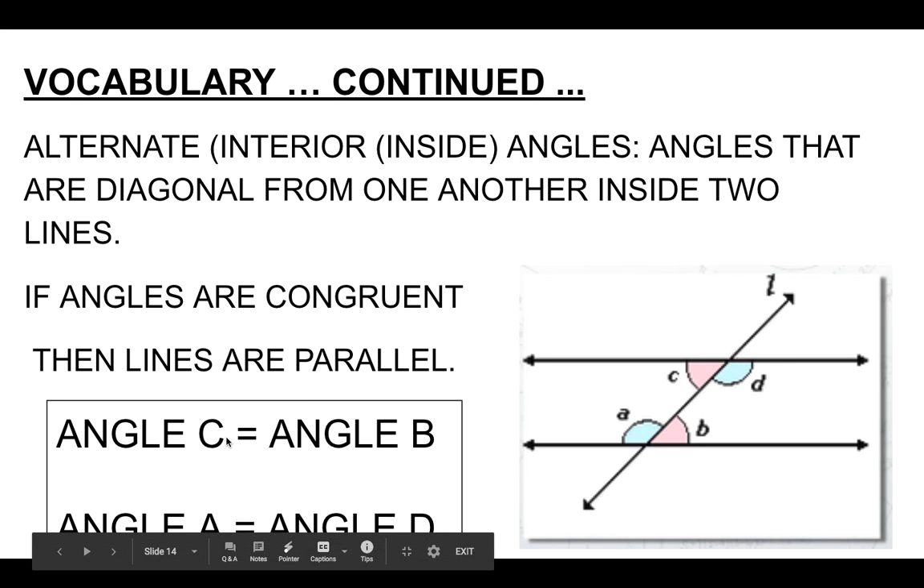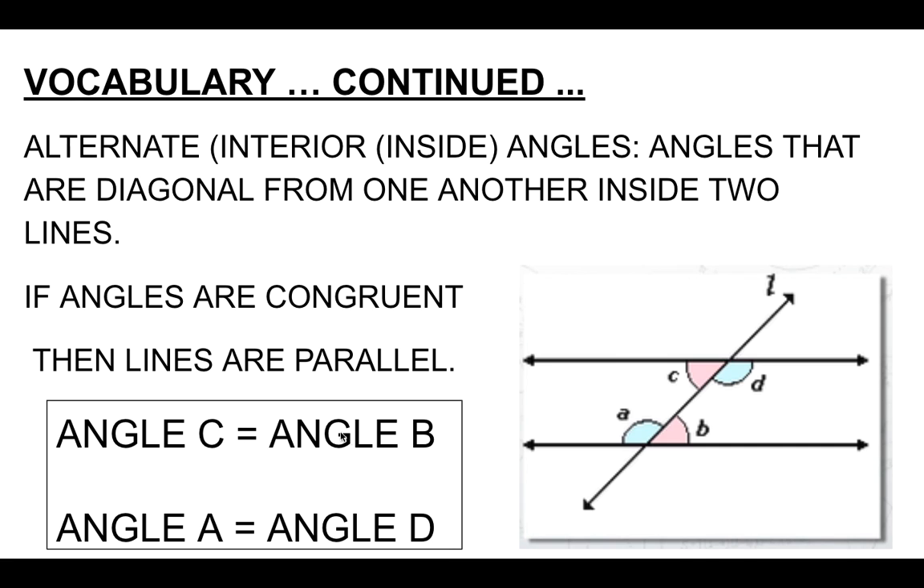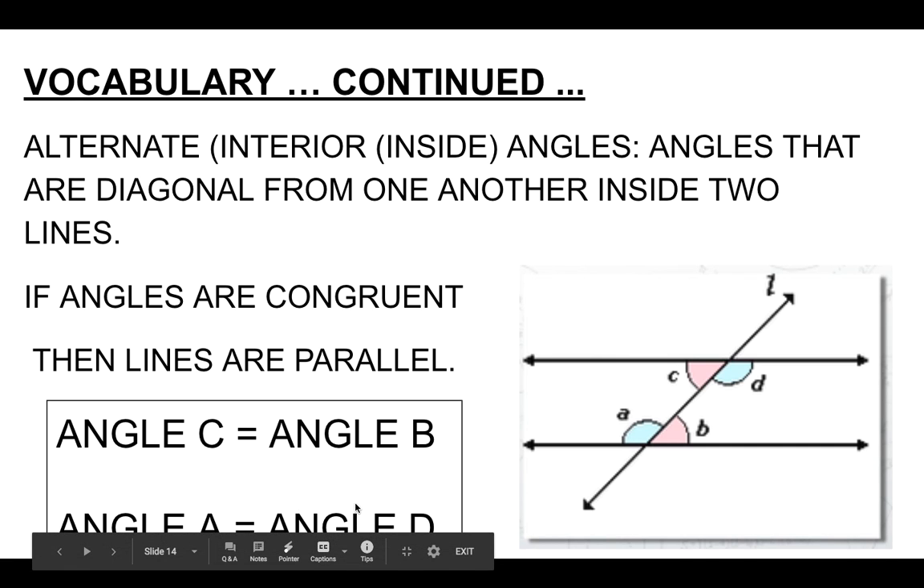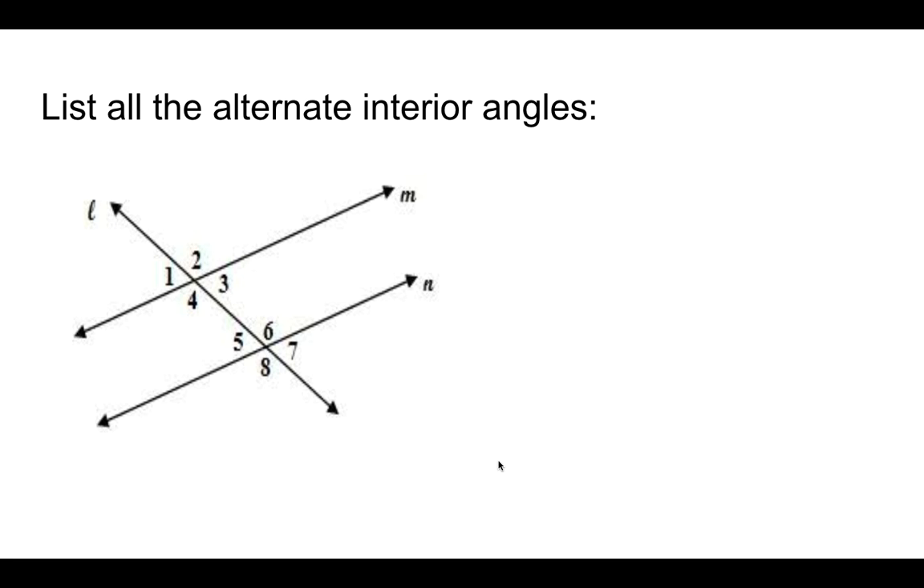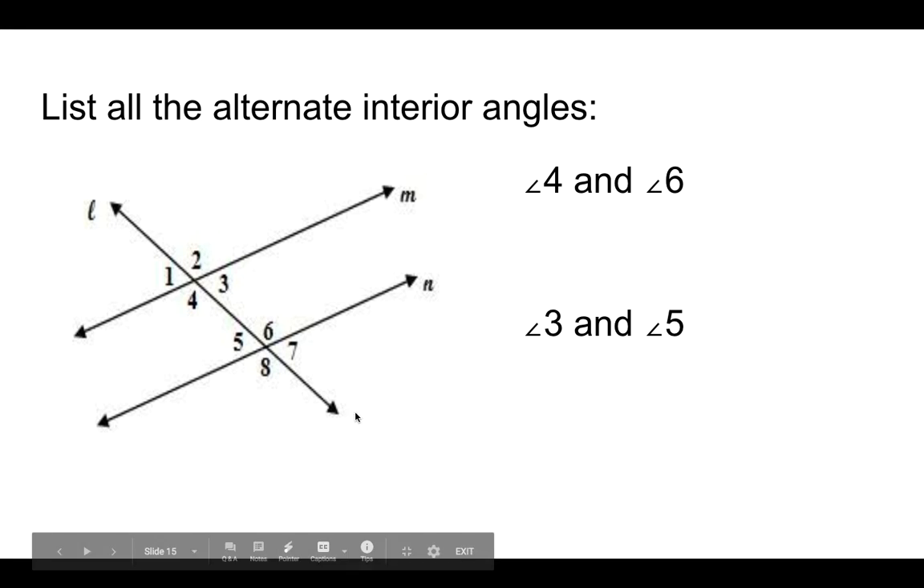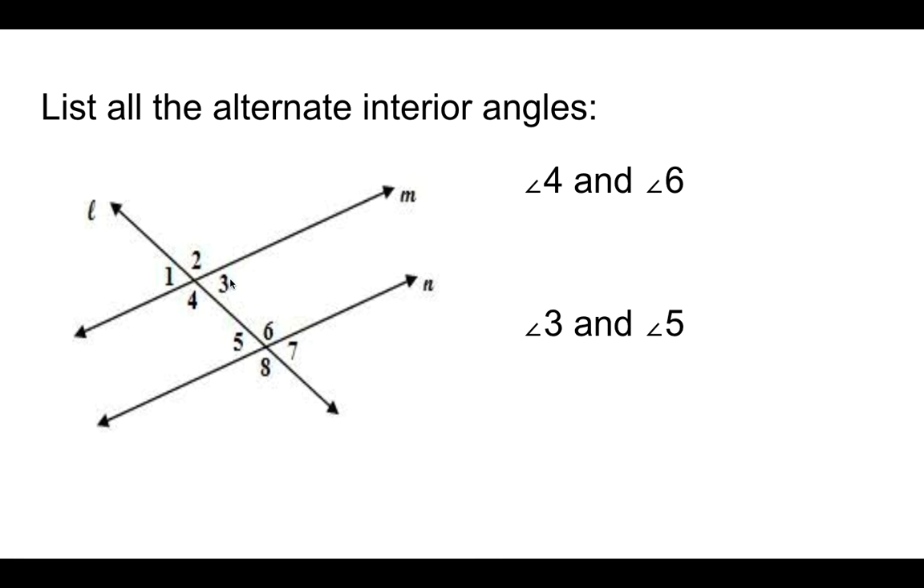So if they're parallel, we could say angle C and angle B are equal to one another, congruent, and that angle A and angle D will be congruent to one another. So go ahead and list all the alternate interior angles in this image. You should have gotten angle 4 and angle 6 and angle 3 and angle 5, because notice these are the angles that are inside lines M and N, and then they're diagonal from each other.